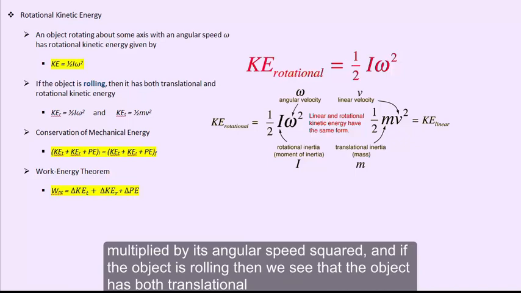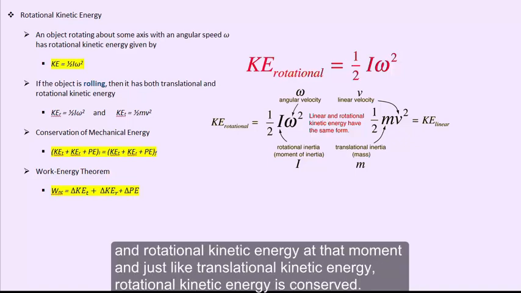speed squared. And if the object is rolling, then we see that the object has both translational and rotational kinetic energy at that moment. And just like translational kinetic energy, rotational kinetic energy is conserved.